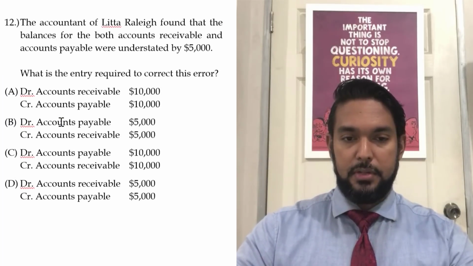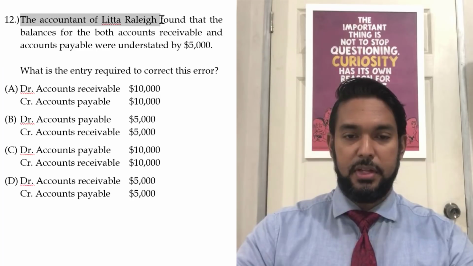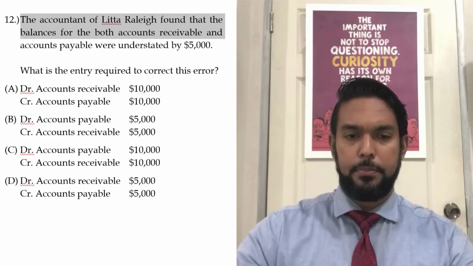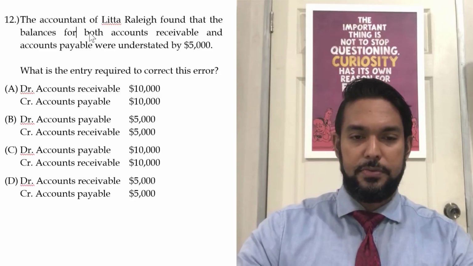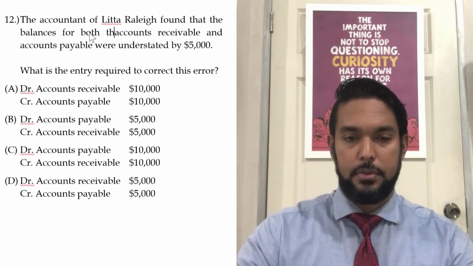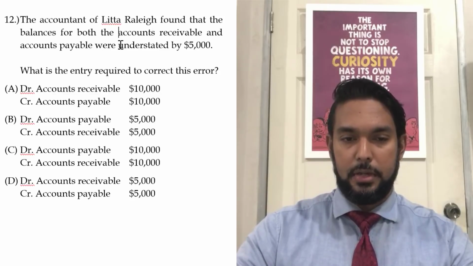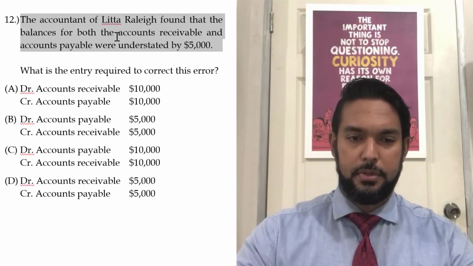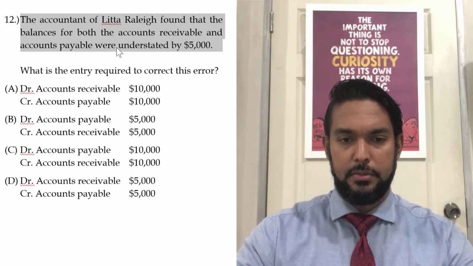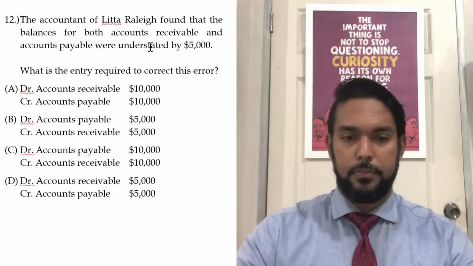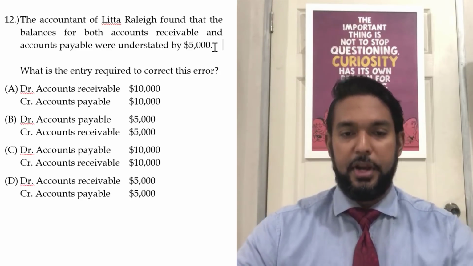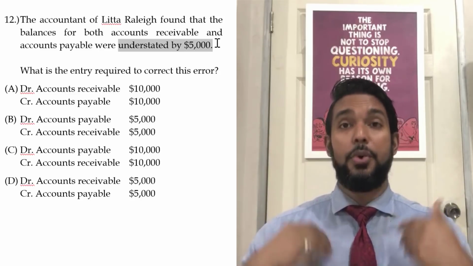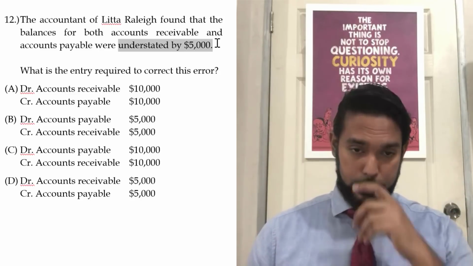Let's go down to number 12. The accountant of Literally has found that the balances for both, so it should say for both the accounts receivable and accounts payable, were understated. Understated means that they were too low. So to fix that, we have to go and increase the balances in the accounts.